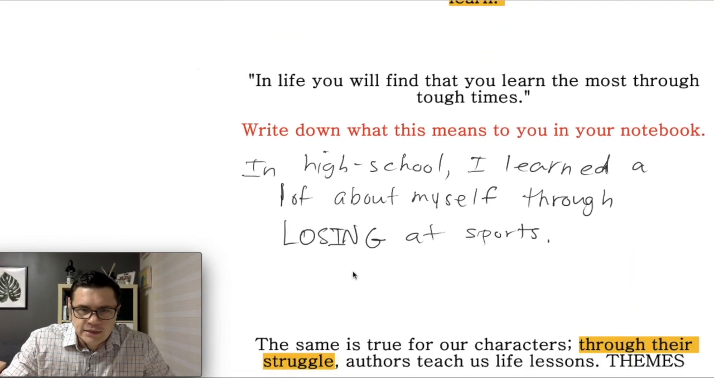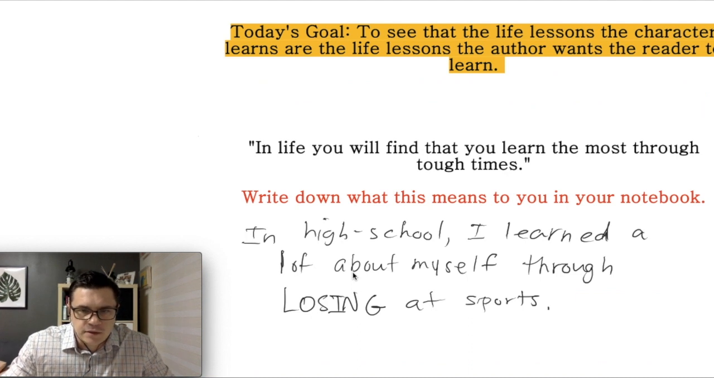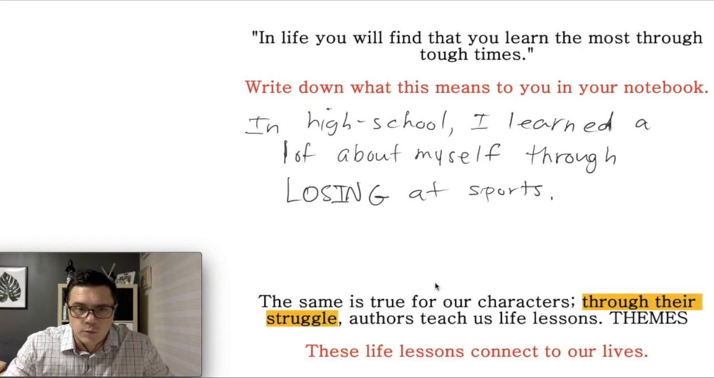So we take this idea that the author's teaching us something through the experiences they describe with their characters in the story. And just like we as people learn through our own experiences that are difficult and challenging, the same thing happens for our characters. Okay, so we're going to use this idea of hardship, of difficulty, as a way to identify themes in the texts that we read.